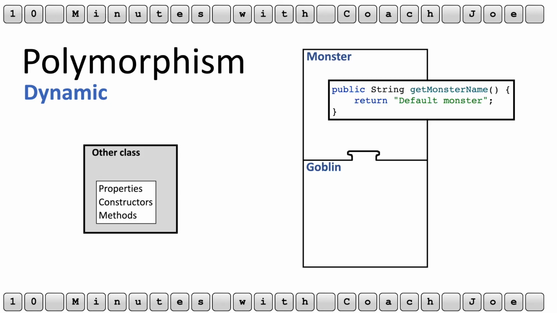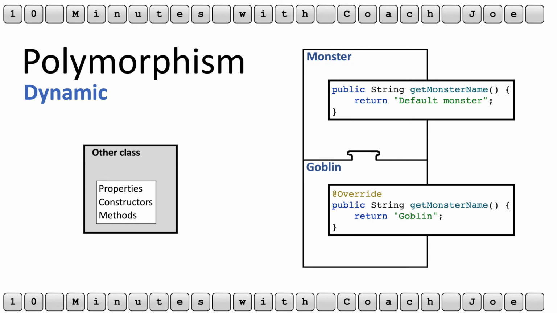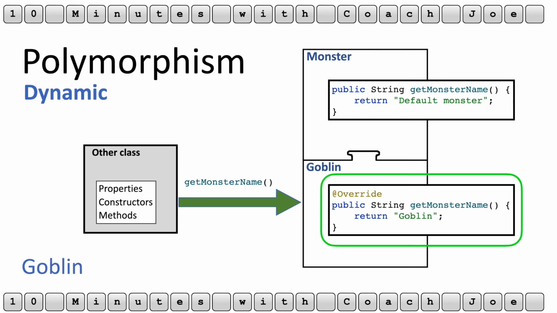In a parent-child relationship, the parent can have a public method like getMonsterName. Let's say the parent returns a string value, default monster. If an object calls the child object and requests the getMonsterName method, the value returned is default monster from the parent class. With dynamic polymorphism, the child class can also have a method, getMonsterName. Let's say the child returns a string value, goblin. The child class can override the parent's getMonsterName method. So now, if the object calls the child object and requests the getMonsterName method, the value goblin is returned from the child class. The child overrides the parent.